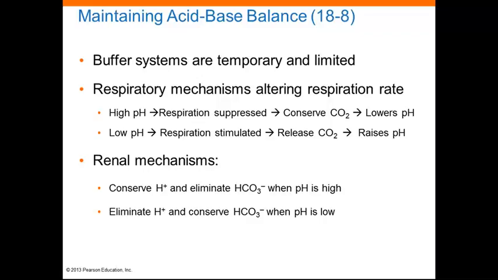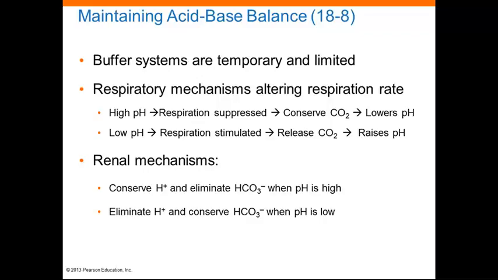And this can be accomplished by altering the respiration rate. So low partial pressures of carbon dioxide result in a rise in pH, and respiration is suppressed. The carbonic acid formula will be driven to the right, conserving carbon dioxide while releasing hydrogen ions, which lowers the pH.